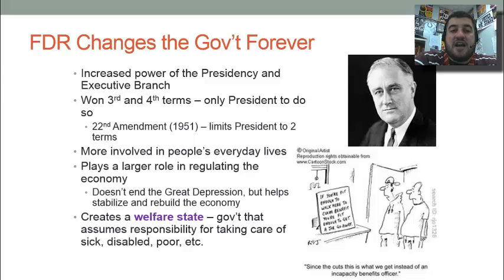And FDR is the only president to win 3 and 4 terms. He increases the power of the presidency and the executive branch, and he makes the government of the United States into a welfare state, which is a government that assumes responsibility for taking care of its sick, disabled, poor, etc. And that's what the United States is today.